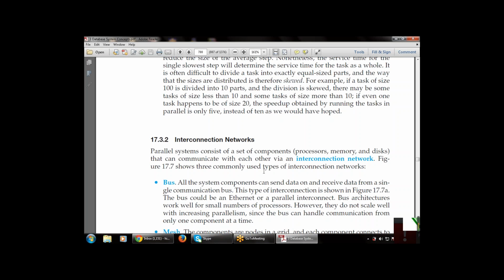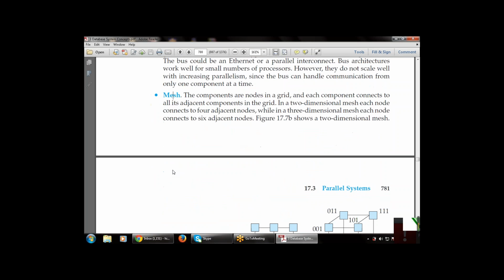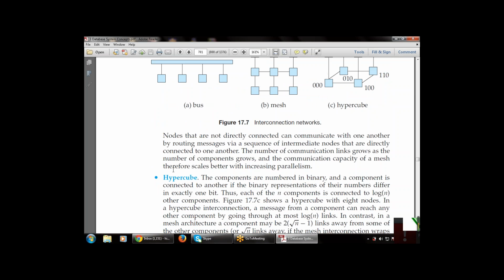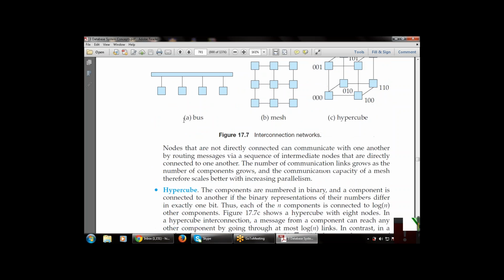Figure 7.7 shows three commonly used types of network. These three types of networks are a bus, a mesh, and a hypercube. A bus is a serial line, in a mesh different computers are attached within a square, and then there is the hypercube, which has multiple parts, that is the interconnection networks.